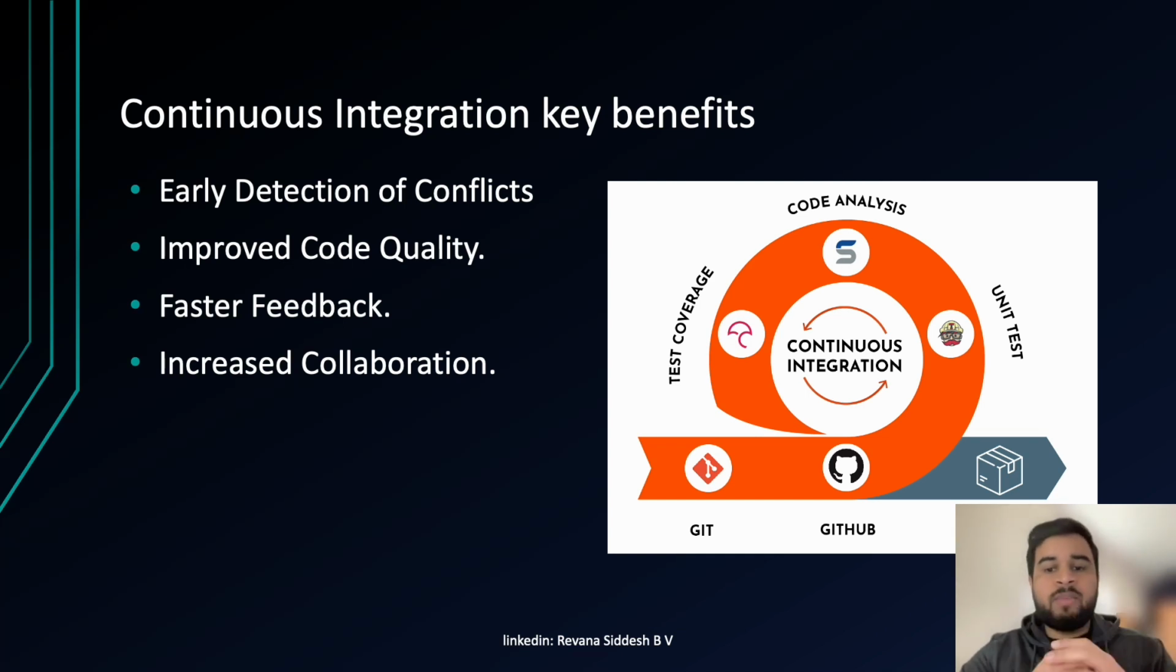Third one, faster feedback. CI provides faster feedback on the quality and functionality of the code changes, enabling developers to quickly identify and fix issues and get their changes to production faster. So, the fourth one, increased collaboration. CI encourages collaboration between developers by making it easier for them to share the code changes and collaborate on the development processes. This leads to a more efficient and streamlined development process, reducing the risk of delays and ensuring that changes are delivered quickly and reliably.